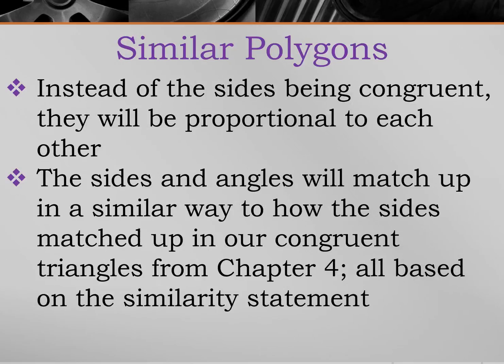Instead of being congruent, the sides will be proportional to each other. There'll be equal ratios for all the sides. The ratio between the sides will be called a scale factor for these polygons. So sides and angles will match up in a very similar way to how we saw them with congruent triangles in Chapter 4. And in fact, when we solve problems later on today, angles you'll still solve the exact same way. Angles are equal to each other. So set the correct angle measurements and then solve your problem.